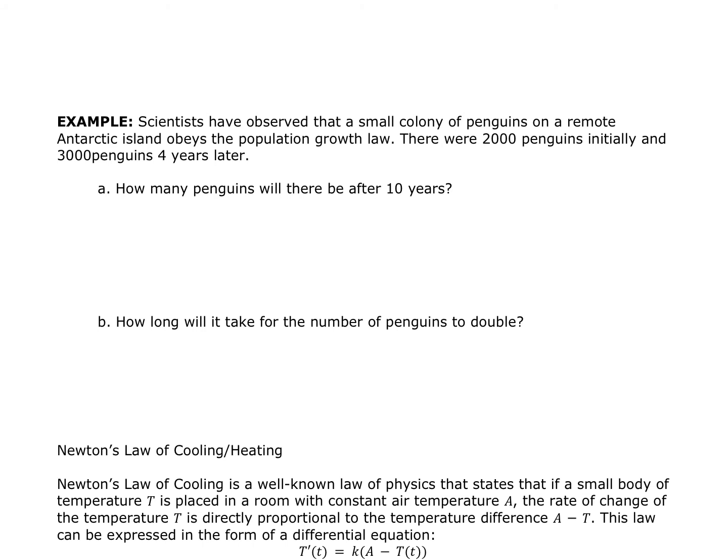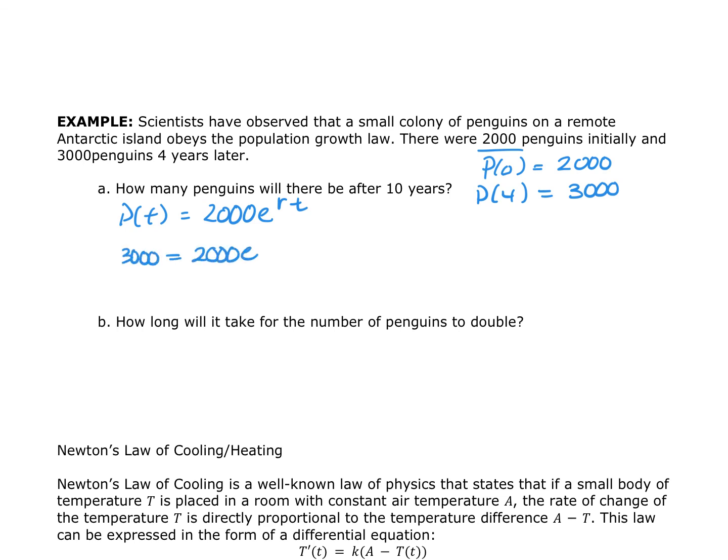So the first thing we know is that P of 0, which is our initial population, is 2,000. We also know that P of t is going to be equal to 2,000 e raised to the rt. Now we also know that P of 4, in 4 years, we're going to have 3,000 penguins. So we're going to set 3,000 equal to 2,000 e raised to the r times t, and the t happens to be 4 here.